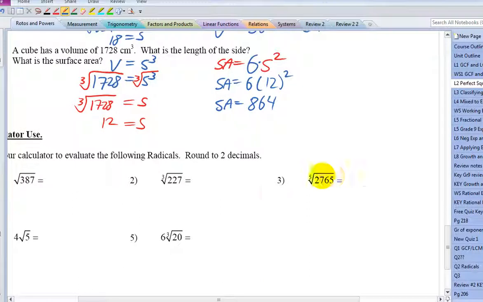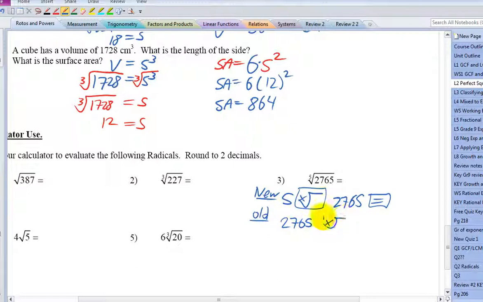Let's do this one first. For the new calculators, for question 3, you have to enter 5, hit this x square root button, then press 2765, then press equals. If you have an old calculator, you hit 2765, this button, then 5, then equals. Okay.